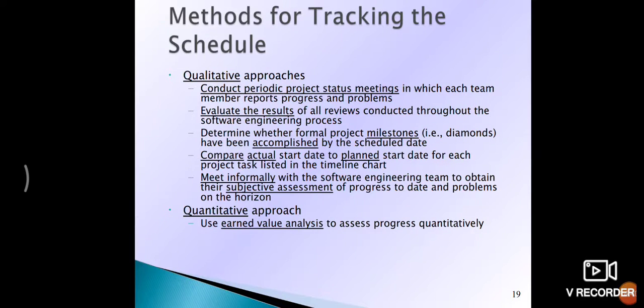Then in the qualitative approach, compare the actual start date to the planned start date for each project task listed in the timeline chart. Then they meet informally with the software engineering team to obtain their subjective assessment of the progress to date and the problems on the horizon, and use earned value analysis to assess the progress quantitatively. So this is the whole of our Gantt chart and the critical path, or the activity network models for project scheduling. In the next slide, we will go deeper into project scheduling and see some more examples of the Gantt chart and work breakdown structure.